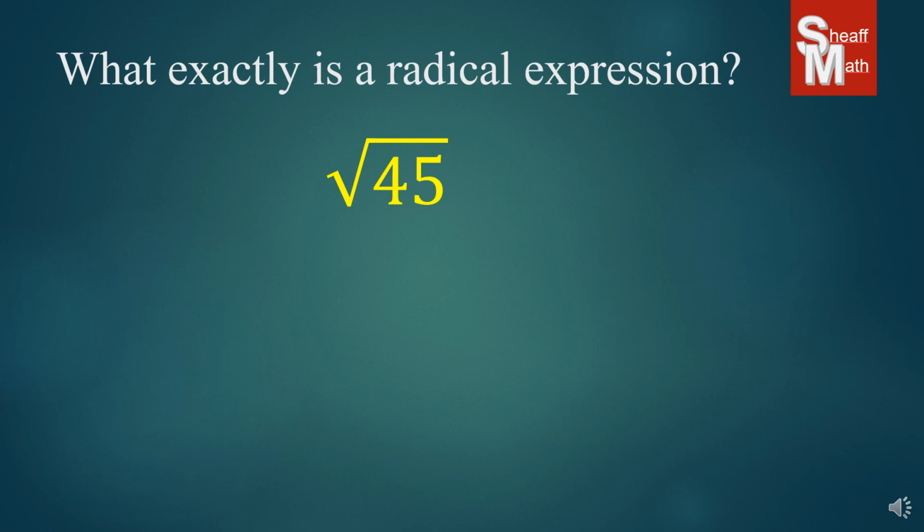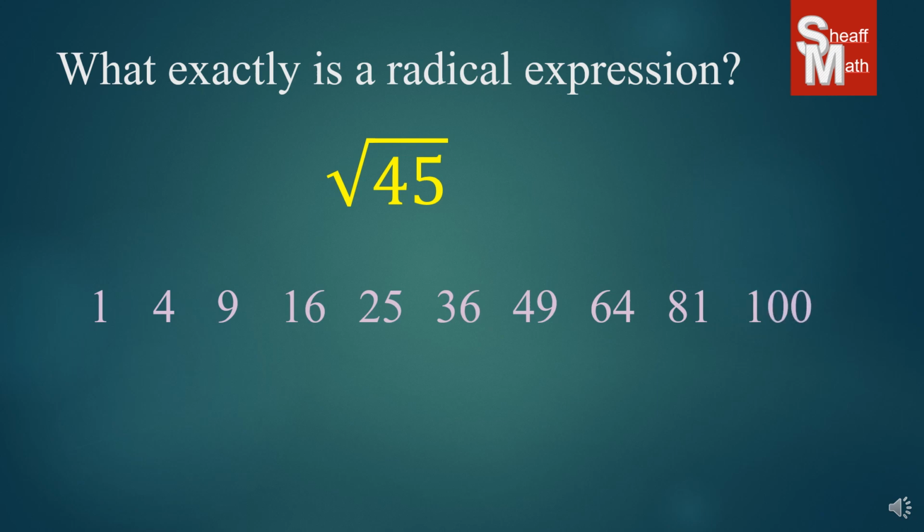Okay, so before we get into the method on how to simplify this, I want you to look at a few numbers that I'm putting down on the screen. Do you recognize these numbers? If you don't, you should. It should just jump right out at you. These are perfect square numbers. 1 times 1 is 1, 2 times 2 is 4, 3 times 3 is 9, and so on.